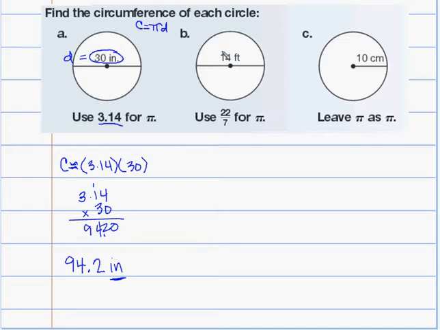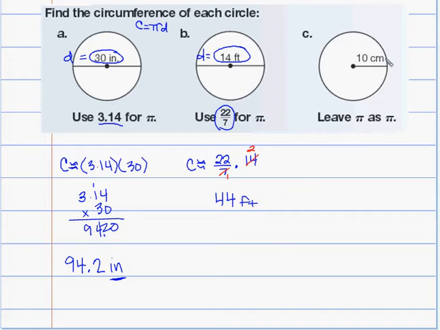Now in example B, they give us the diameter in the circle, and they tell us to use 22/7 for pi. So again, using the formula, C will be approximately equal to 22/7 times 14. Now, I like this pairing really nicely because 7 will divide into that 14 twice. So now I just take 22 times 2, and I end up with 44, and this was feet, so feet.